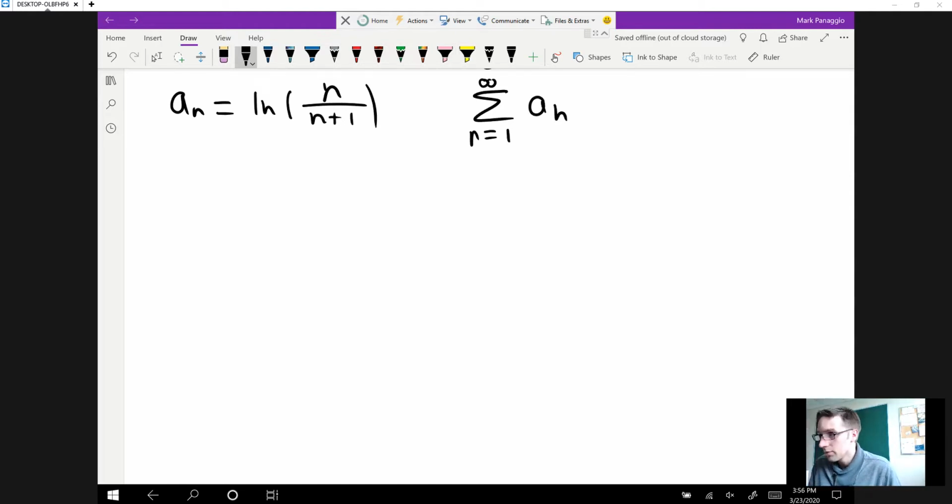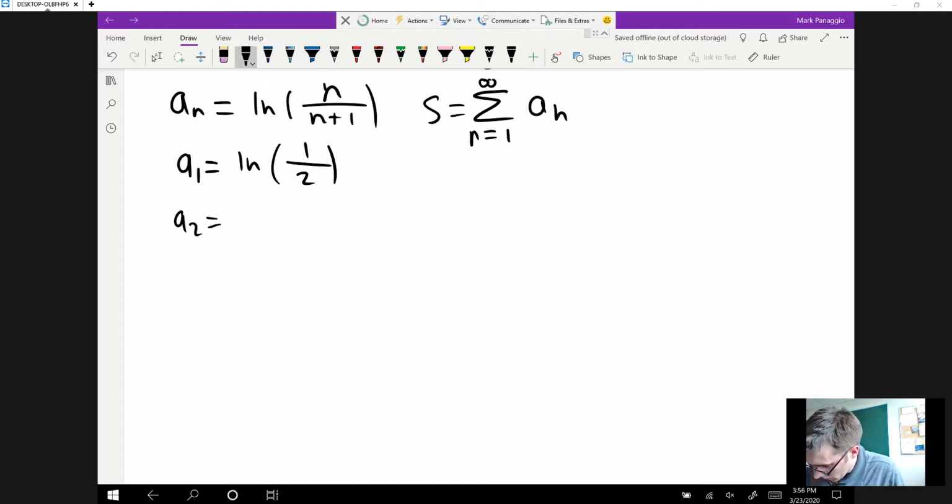Okay, so we want to find how do I sum the terms in this sequence? In other words, does this series converge or does it diverge? And if it does converge, what does it converge to? All right, so let's start by writing out some of the terms in this series. We'll start with a1. So if we plug in 1, we'll get log of 1 over 2.